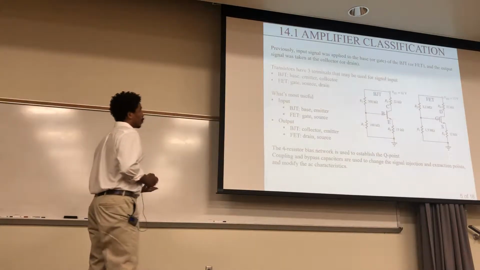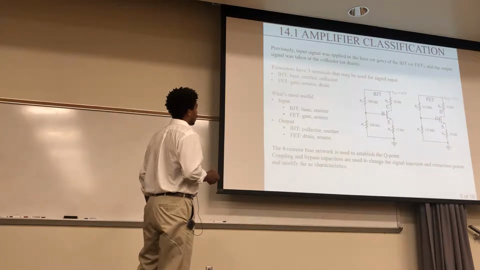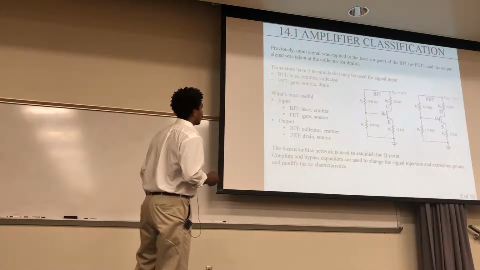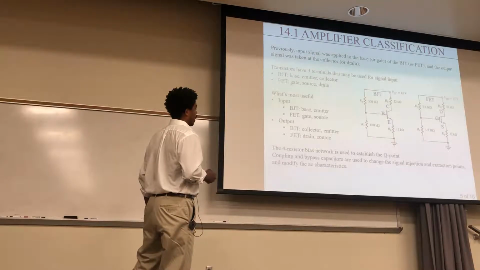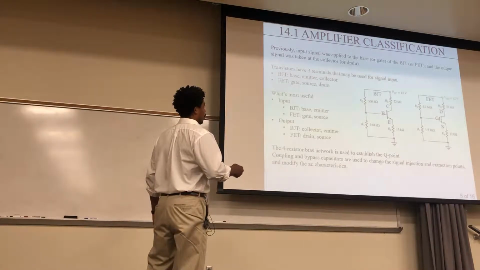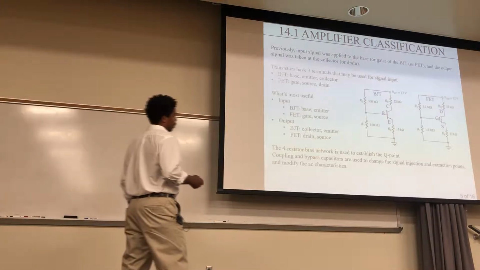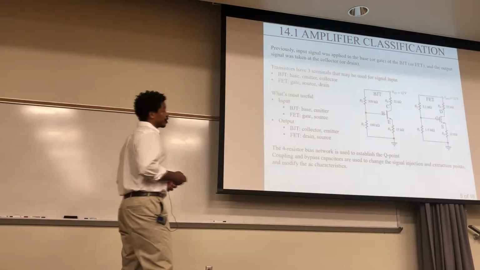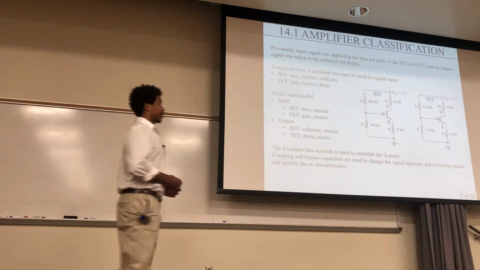Now, what is most useful for input for the BJTs is the base and emitter. And for the input for the FETs, the gate and source. For output, the collector and emitter, and for the output for the FETs, the drain and source. Now, this 4 resistor network is still going to be used for determining the Q point. And these coupling and bypass capacitors we're going to attach are used to change the signal injection and extraction points and modify the AC characteristics.